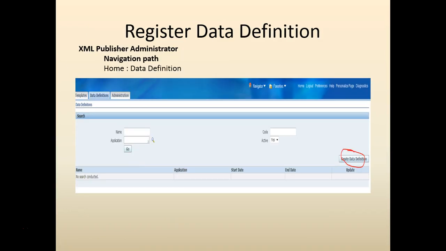So let's go and look at how we register a data definition. You should have access to XML Publisher Administration. From home, you go to Data Definition. You click on Create Data Definition.